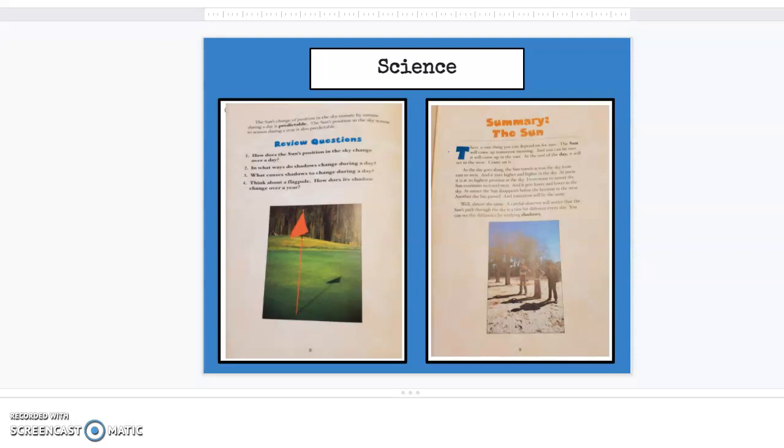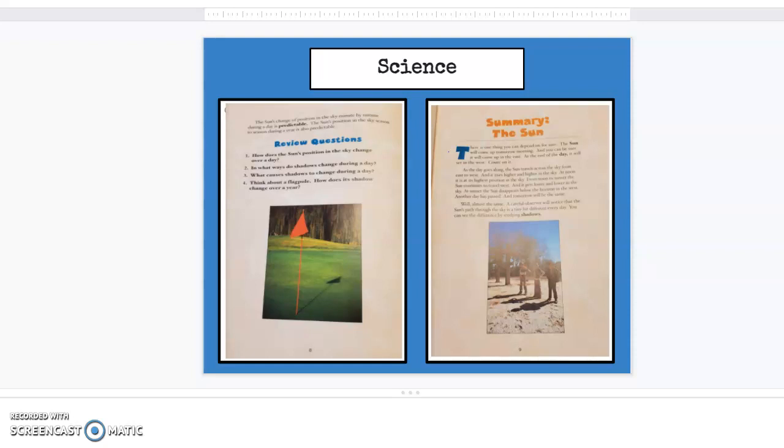rises higher and higher in the sky. At noon, it is at its highest position in the sky. From noon to sunset, the sun continues to travel west, and it gets lower and lower in the sky. At sunset, the sun disappears below the horizon in the west. Another day has passed, and tomorrow will be the same.